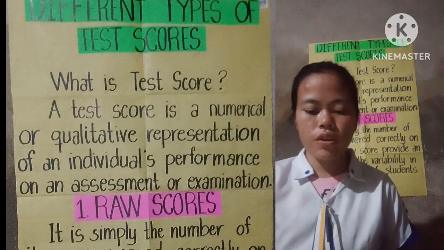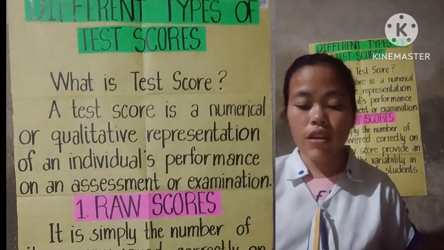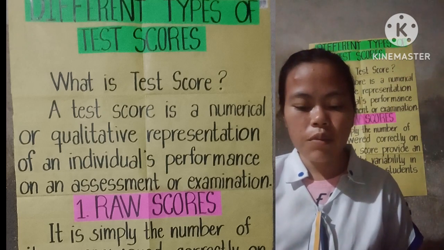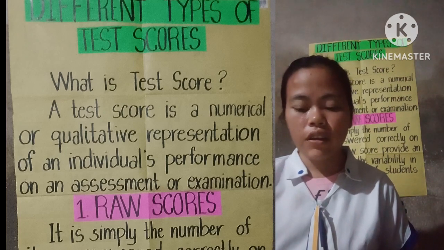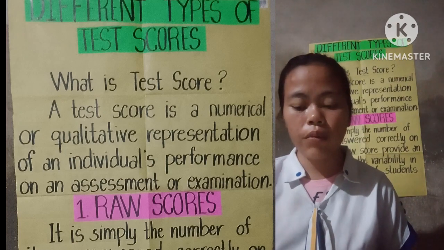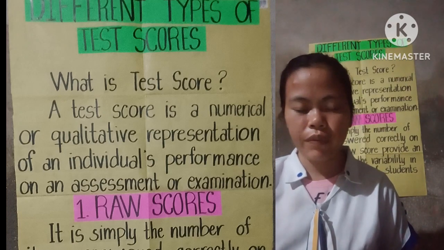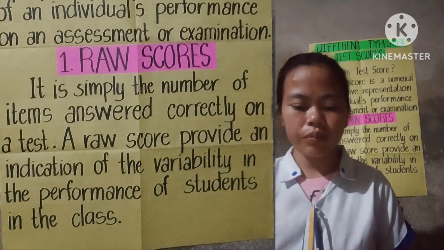So test scores can take the form of any of the following. First is the raw score, second is the percentage score, and third is the derived score. Derived scores are grades that are based on criterion-referenced and norm-referenced grading systems. So let's first talk about the raw score.